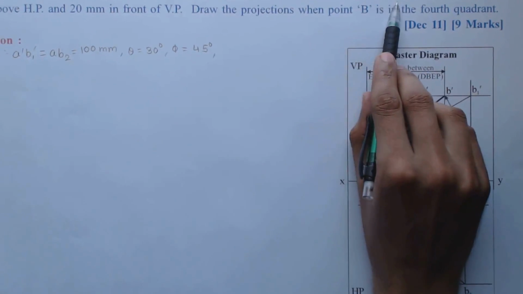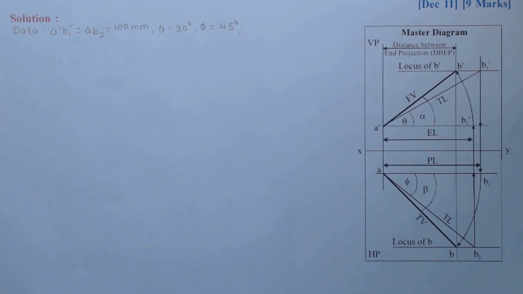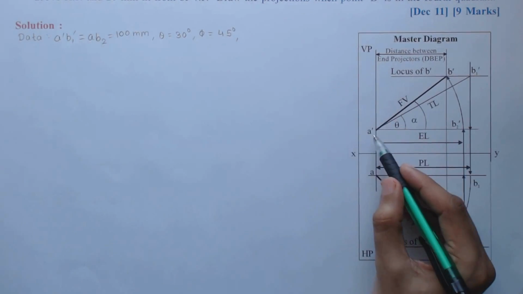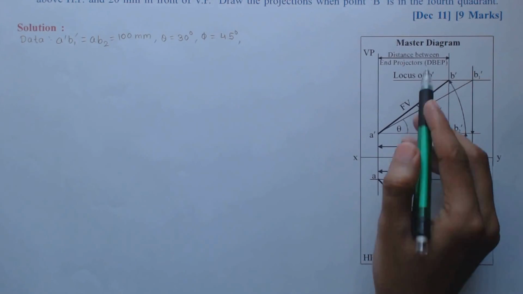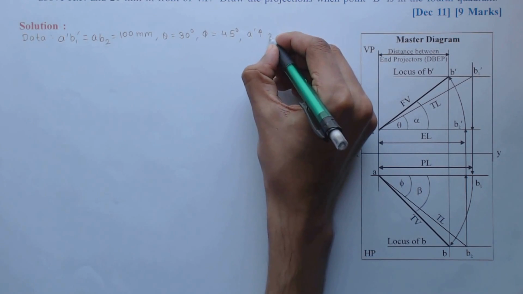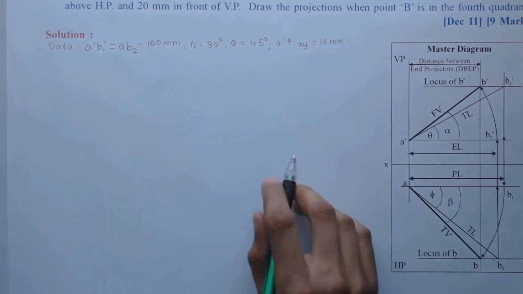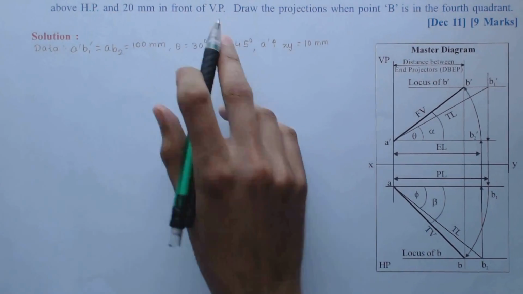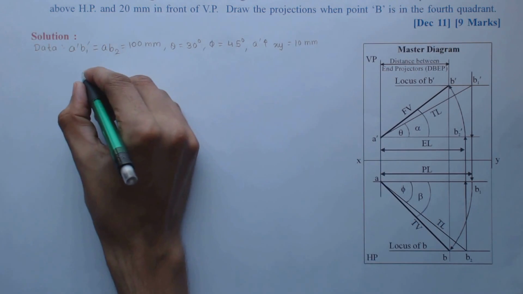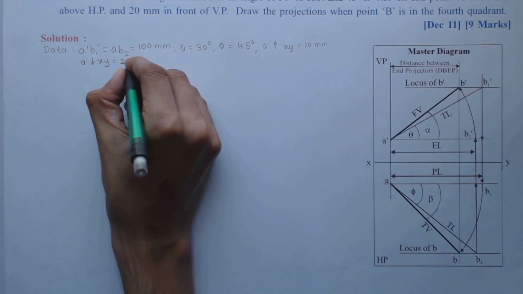Reading further, its end A is 10 mm above the HP and 20 mm in front of the VP. That means the point A is lying in the first quadrant. So I can write front view position A dash 10 mm above the XY. So I can write A dash above XY and the distance is 10 mm. Similarly, it is 20 mm in front of the VP. So I know the top view A is 20 mm below XY. So I can write A below XY and the distance is 20 mm.